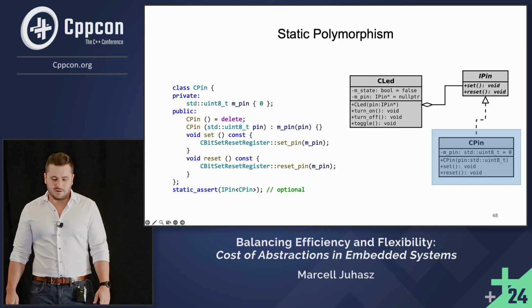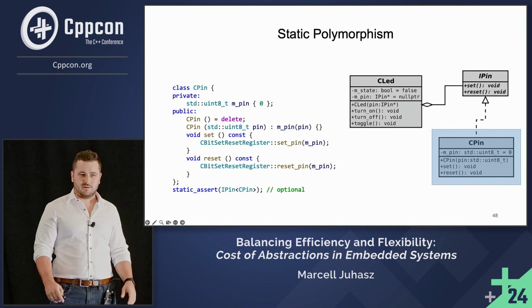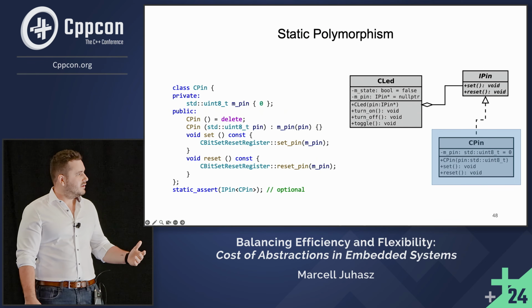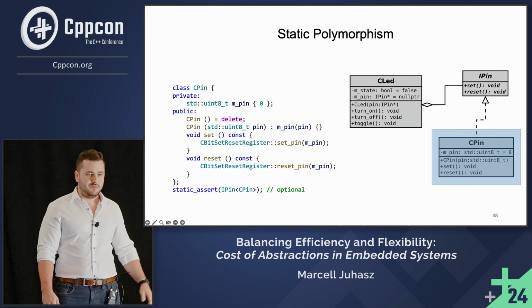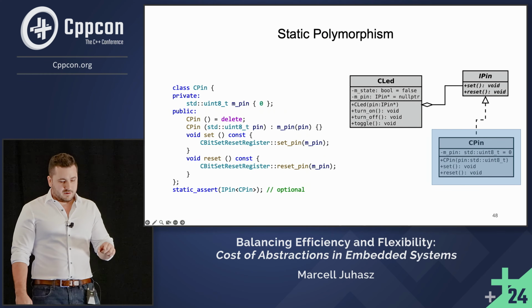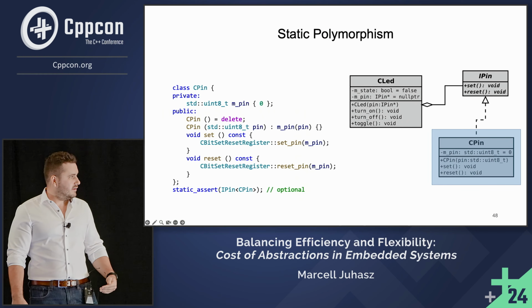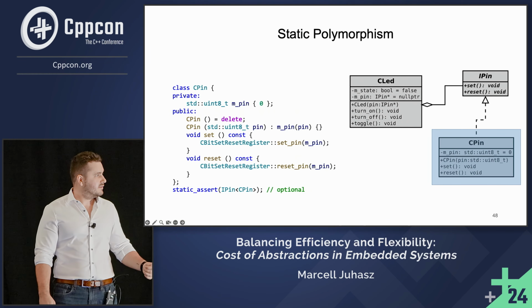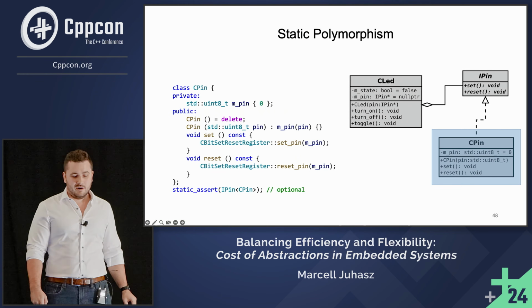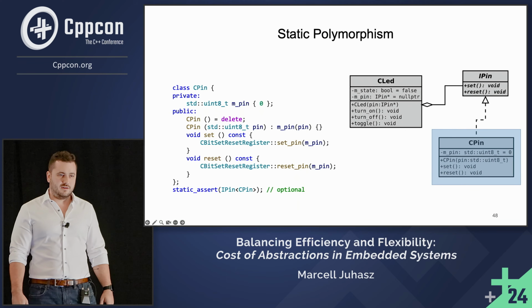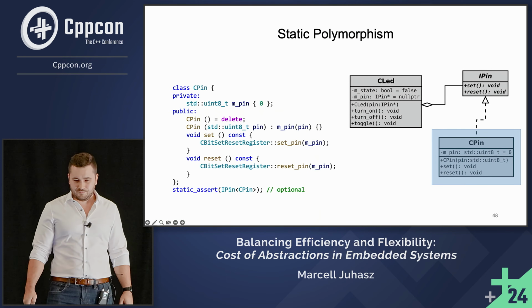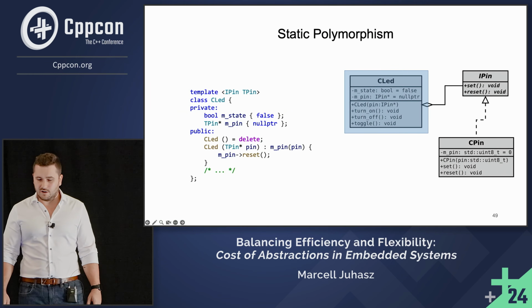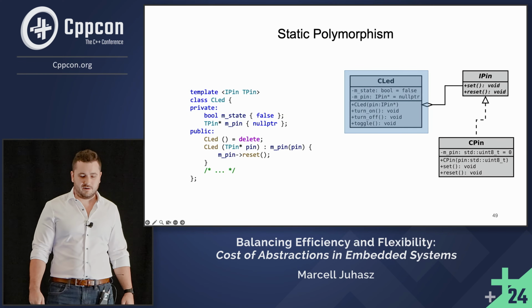Now, the CPin class, you can think of this as the realization of the IPin interface, but what it actually is, is simply a type that satisfies the requirements stated by the IPin concept. So you can see that this CPin class has the set and the reset functions defined as the IPin concept requires them. And with this additional static assert at the end, we can also explicitly state what we want to achieve here.